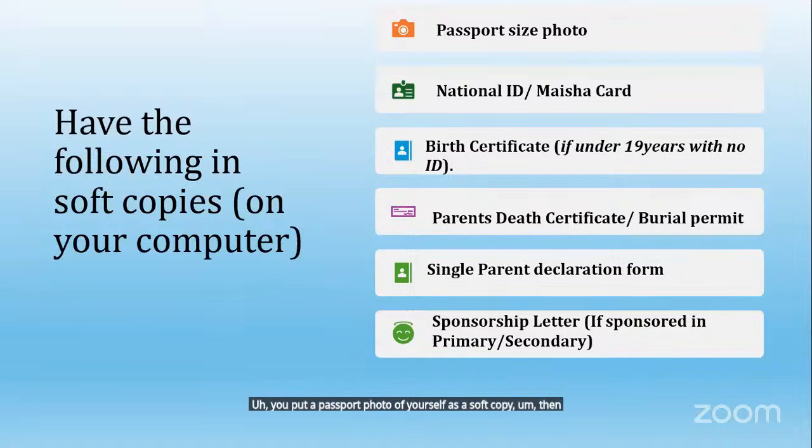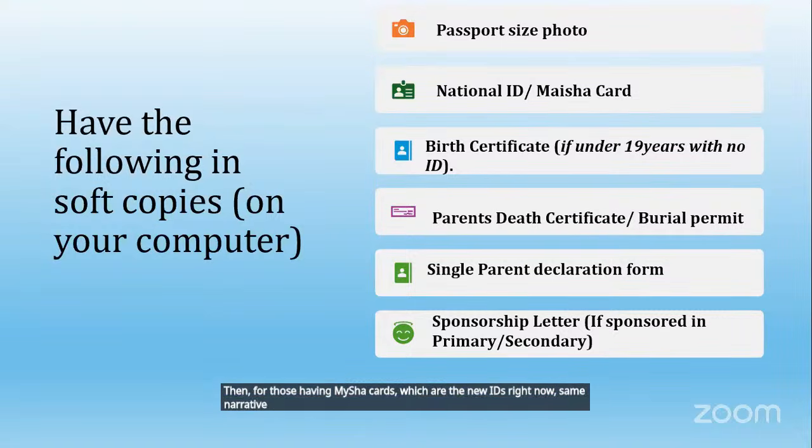Then if you're 18 years and above, we would require you to have your ID. Okay, this ID that you will have, you take a photo of the back and the front page, so that we need both sides, so that once you attach it there, you save it. Please note it should be on one page, not two different pages. Okay. Then for those having Maisha cards, which are the new IDs right now, same narrative remains.